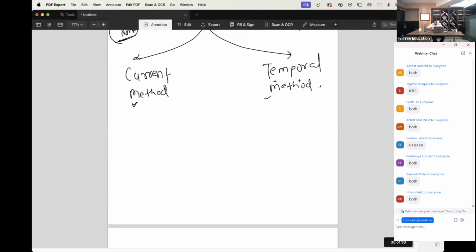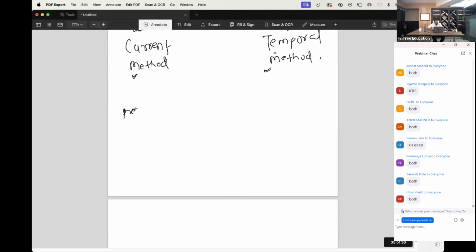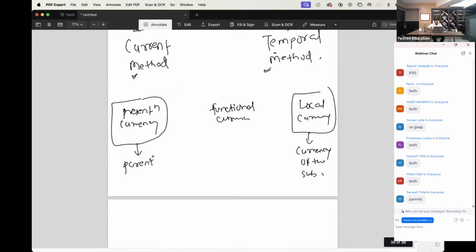Okay. Now, to decide which method to use when, we need to learn about three currencies. There is a presentation currency, then there is a functional currency, and then there is a local currency. Tell me, what is a local currency? This is the straightforward currency of the subsidiary wherever they are operating. So if I'm a US parent, I have an Indian subsidiary, Indian rupee is the local currency. What is the presentation currency? It's the parent's currency, right? The dispute is with respect to what is functional currency.